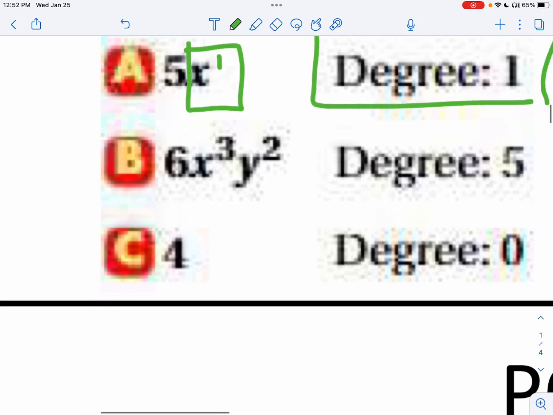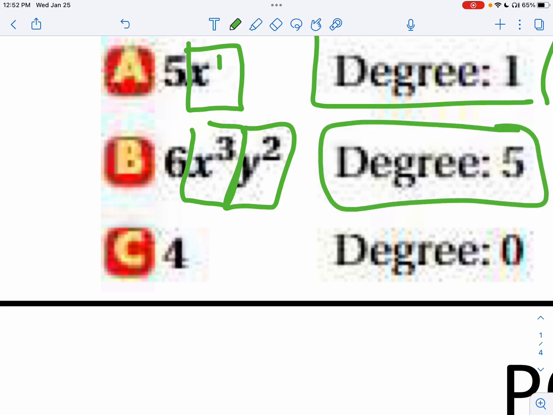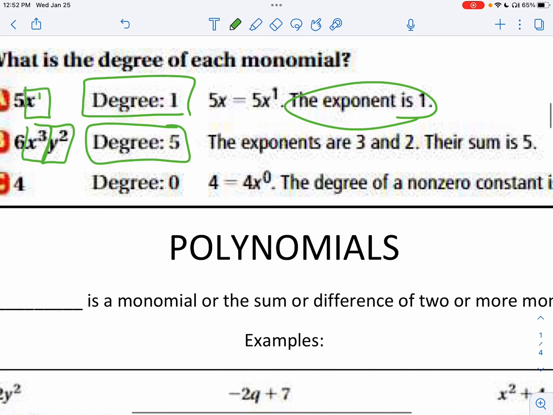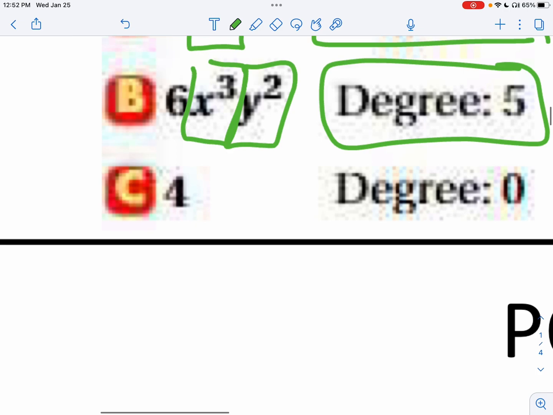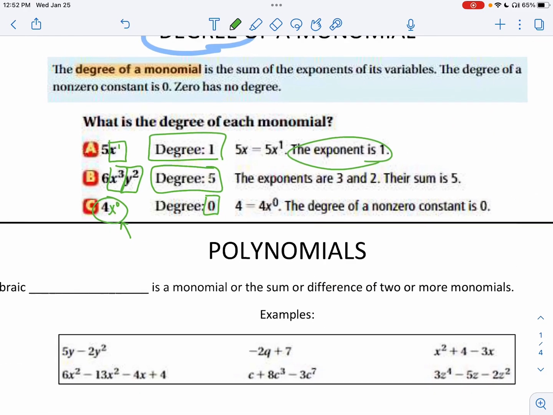Let's take a look at b. Now b is a monomial because there is no adding and no subtracting. So I look at my variables and I add those exponents. That's how they get a degree of 5. So if a monomial has 2 variables, you add them and that's the degree. Now this one does not have a variable, does it? There's no x. If there was an x, it would have a power of 0, because we know that means it would go away and become a 1. So we would say that the degree is 0 because there's no variable.